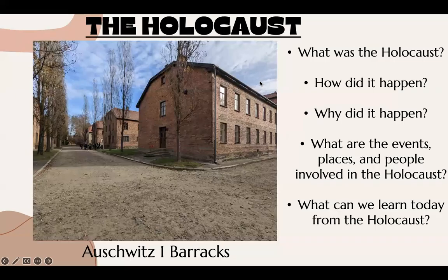In this course, we will try to answer these 5 questions. What was the Holocaust? How did it happen? Why did it happen? What are the events, people, and places involved in the Holocaust? And what can we learn from the Holocaust today? We see this picture of the barracks at Auschwitz I, and over 1,400 people lived in each one of these barracks.